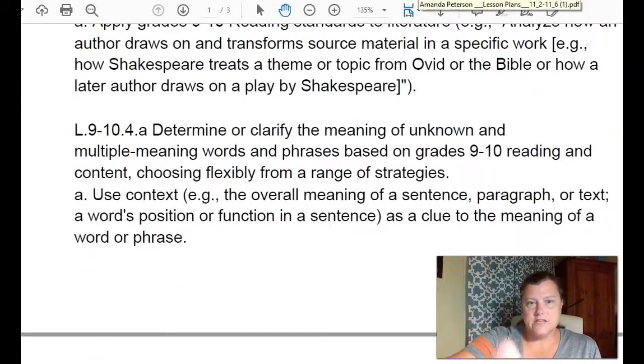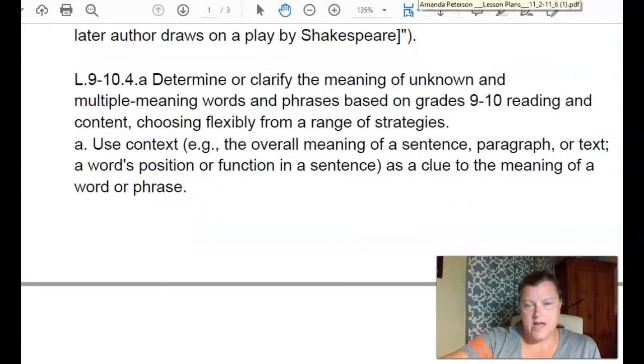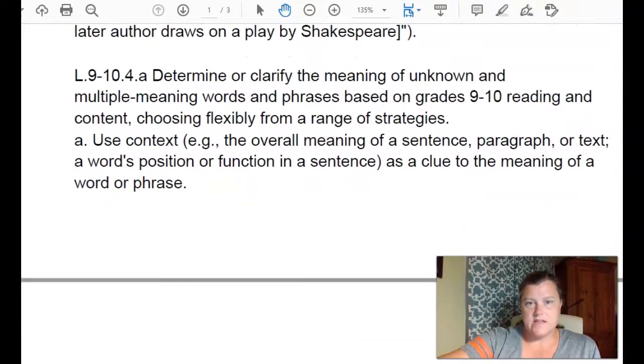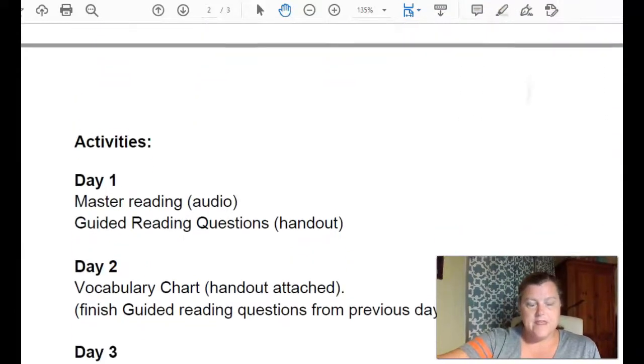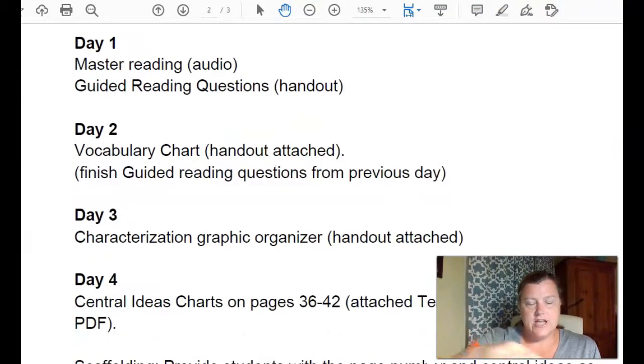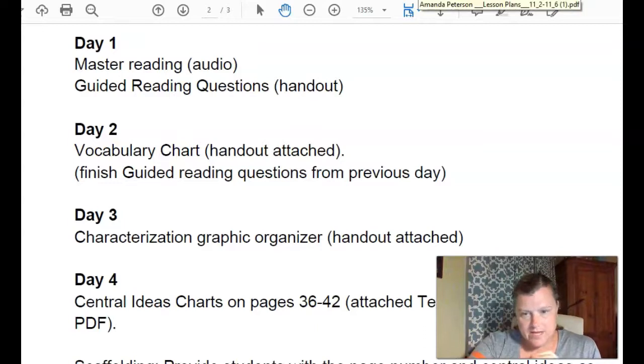There are also other standards that we're going to be looking at as far as being able to cite evidence and vocabulary. So these are the activities each day. You already did day 1, which was the master reading and the guided reading questions. If you did not finish those, you need to get those done immediately. So day 2 is the vocabulary chart. Miss Beers has all the handouts she will be giving to the substitute teacher, and you are responsible for finishing this work. So those all need to be uploaded onto Canvas.